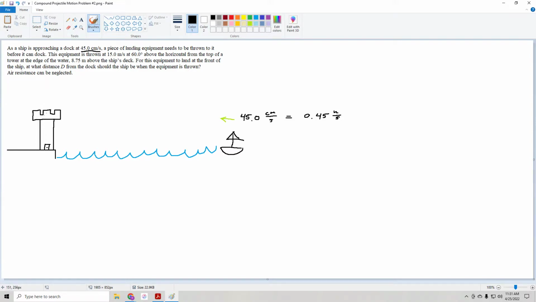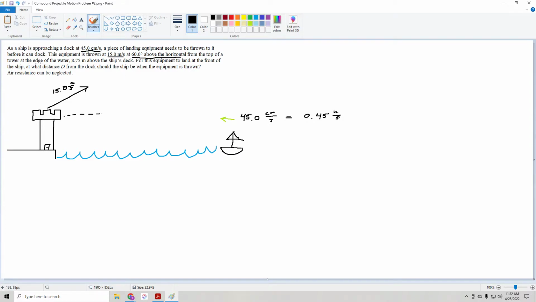Okay, so what we want to do is take a piece of landing equipment and throw it from the top of this tower and hit the ship before it can dock. The equipment is thrown at 15 meters per second at 60 degrees above the horizontal. So if we do something like this, we have 15.0 meters per second. That's the initial velocity that we're throwing this at.